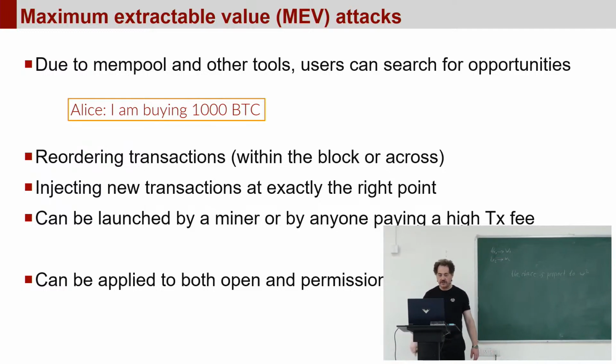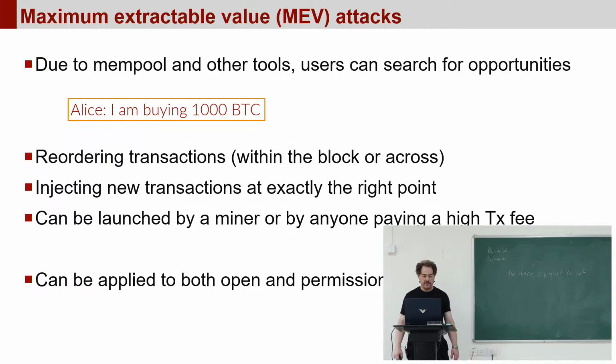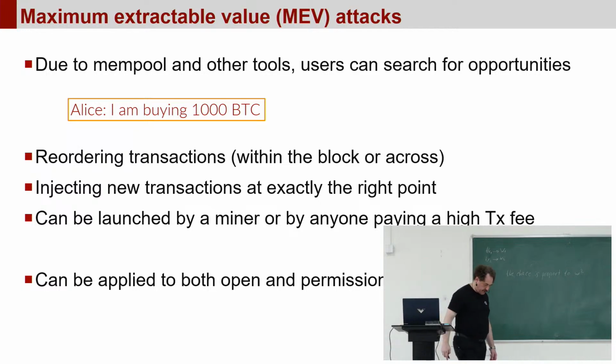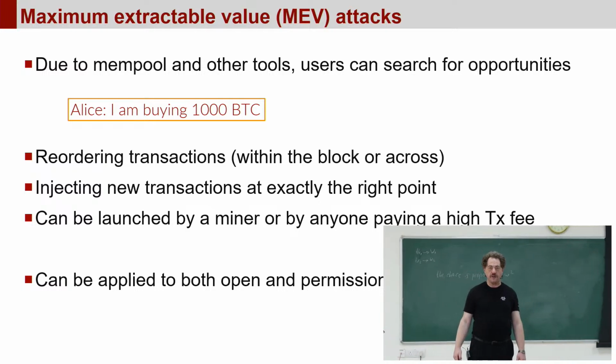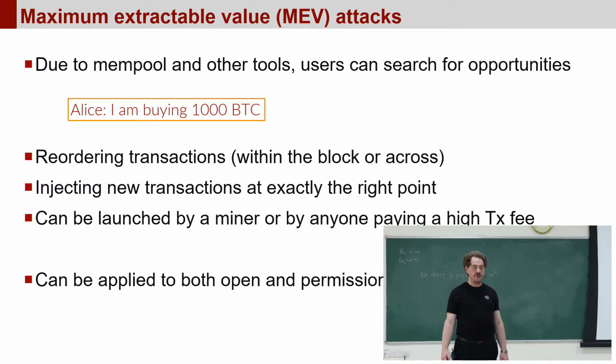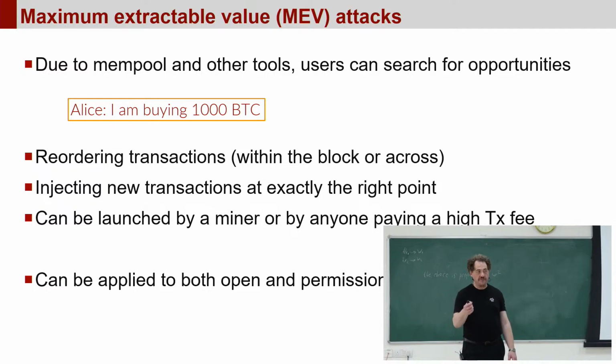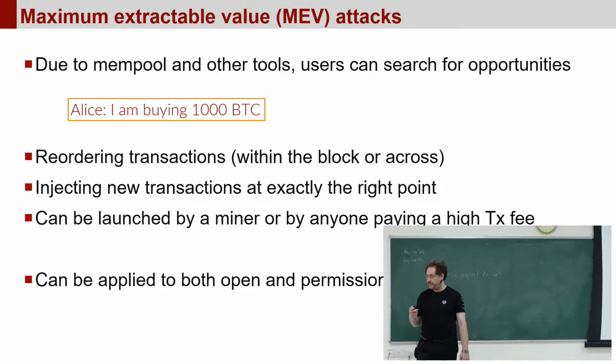And by the way, this type of attack on MEV can be applied to both open and permissioned blockchains. Well, not to Fabric, because Fabric doesn't have a currency, but some of the permissioned blockchains have their cryptocurrencies, and MEV can also be applied there.